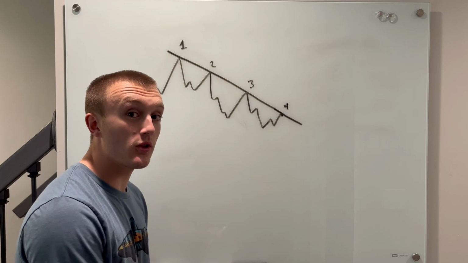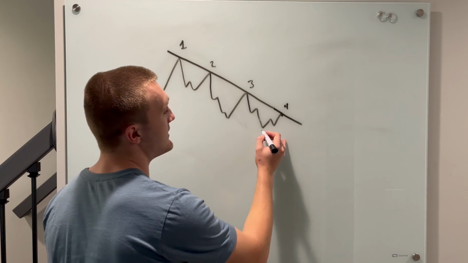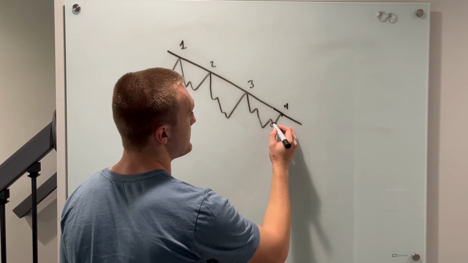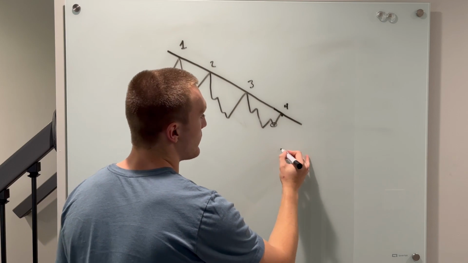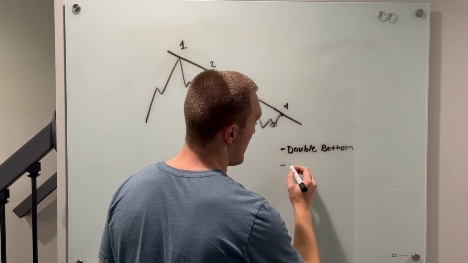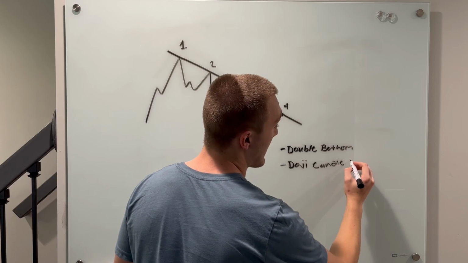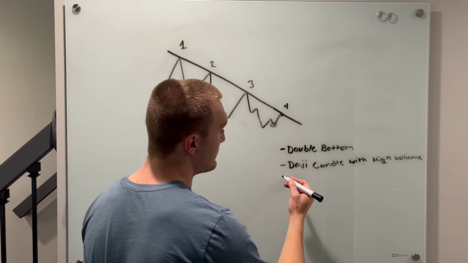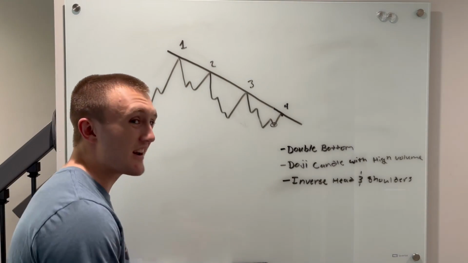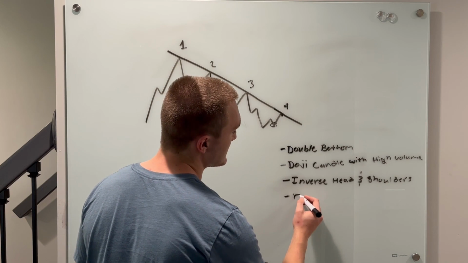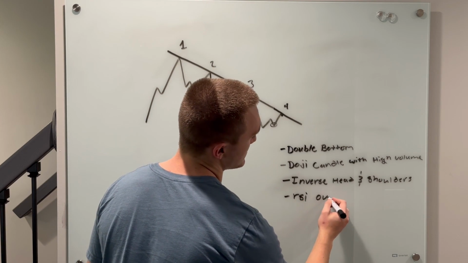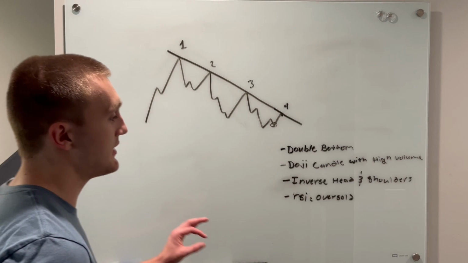Now, when you are looking for an entry, you are going to enter on this bounce, or this bounce again. You have to look for a potential double bottom, a doji candle with high volume, maybe an inverse head and shoulders pattern. Something else that I'd really like to look for, but it's not required, is an RSI that is oversold. That means below 30 RSI.